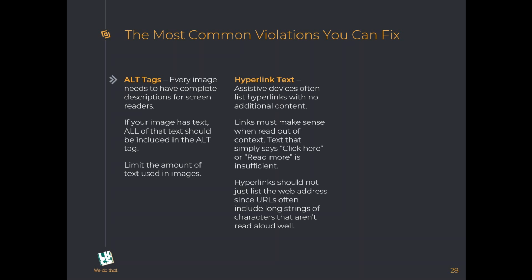Hyperlink text. Assistive devices often list hyperlinks with no additional content. Those links must make sense when read out of context. Text that simply says click here or read more is not sufficient. What am I clicking here for? What am I going to click to read more of? So all of this has to be in there. The hyperlink should not just list the web address, since URLs often include long strings of characters that aren't read aloud very well.